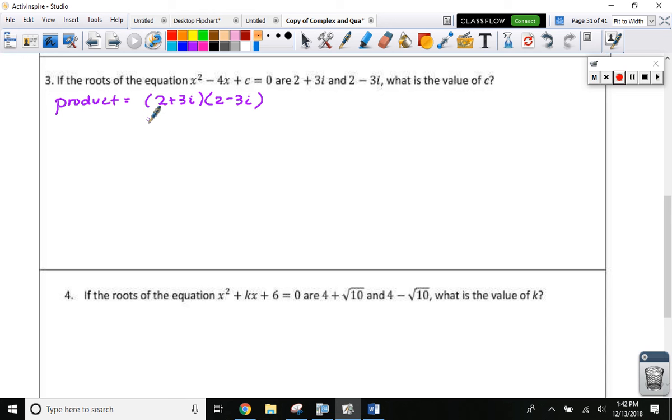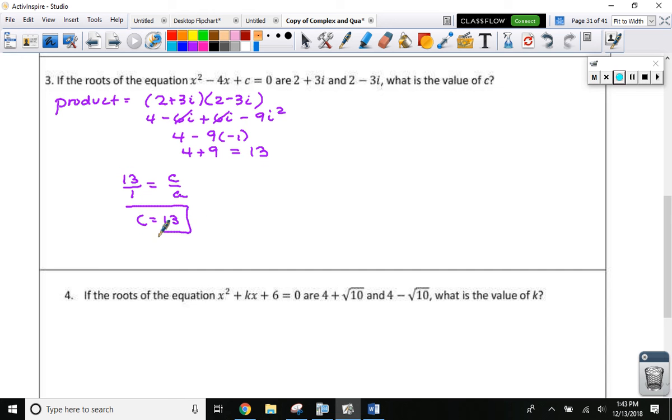So double distribute, I got 4 minus 6i plus 6i minus 9i squared. The middle terms cancel. I squared is what again? -1, so this really becomes plus 9, or 13. If you're confused, I can write it out. We've got product 13 over 1 equals C over A. A is 1, that matches up in my equation, so there's no issue there, which means C has to be 13 in the front.